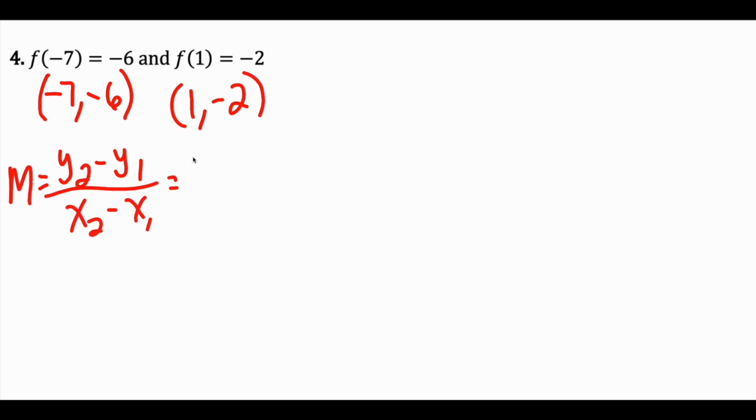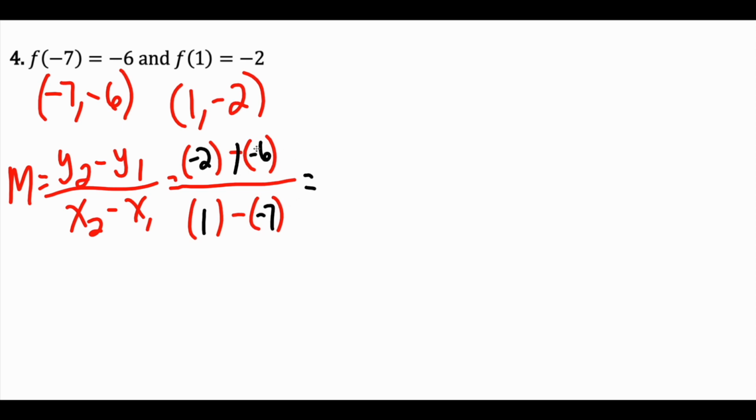So here we go. Before I plug these in, let's replace those with parentheses. So y2 is negative 2, and y1 is negative 6. x2 is 1, and x1 is negative 7. So we have a double negative here and a double negative here that we've got to keep track of, okay? So negative 2 plus 6, that's going to give us a 4. And 1 plus 7 is 8, so this reduces to 1/2. Make sure you reduce everything.